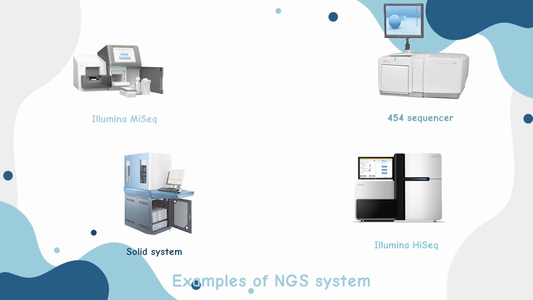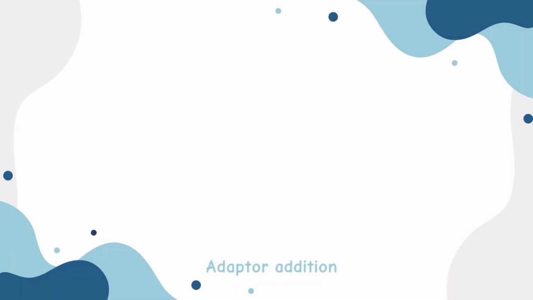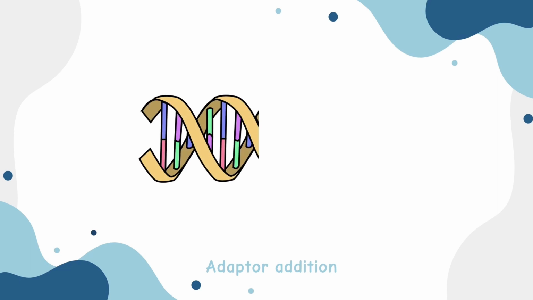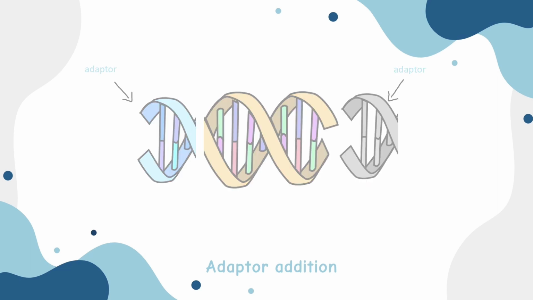Here are some of the machines with different technical details about NGS. However, they have some common features. First one, sample preparation. All next-generation sequencing platforms require access to a library linked by amplification or custom adapter sequences.